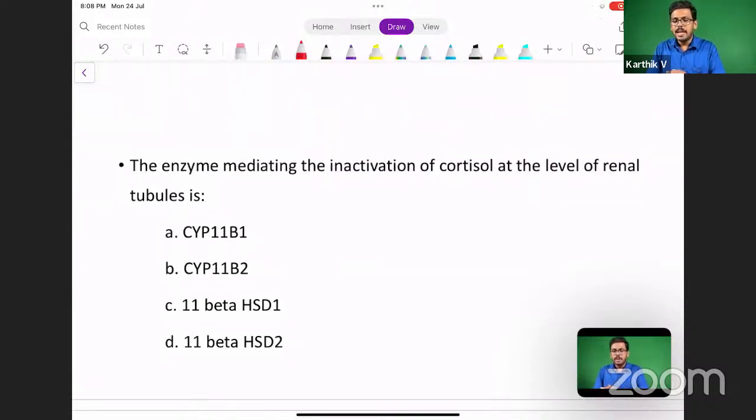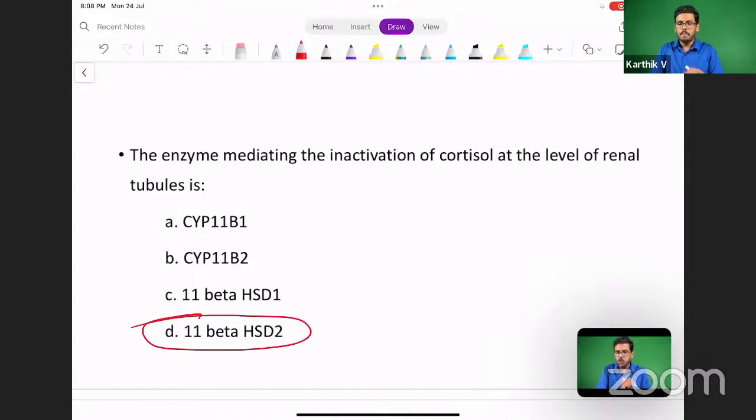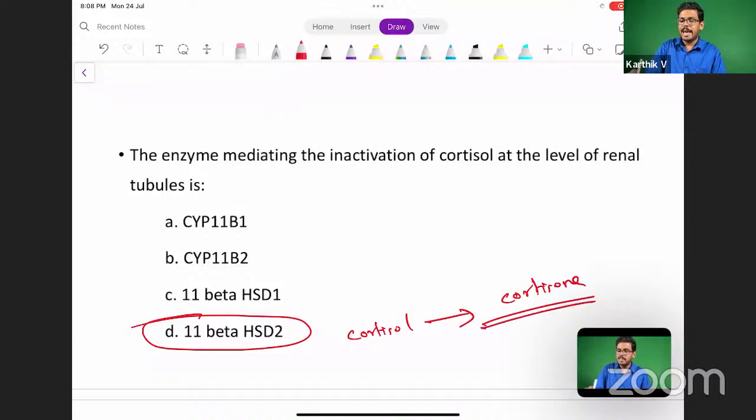Next question, enzyme mediating the inactivation of cortisol at the level of renal tubules. So we have seen about 11 beta HSD1, which converts cortisone to active cortisol, whereas you have the 11 beta HSD2, which converts cortisol to cortisone. The cortisol is the physiologically active glucocorticoid, and cortisone is its inactive form. So this enzyme is produced in those areas where you don't want excessive glucocorticoid action. So which are those areas?